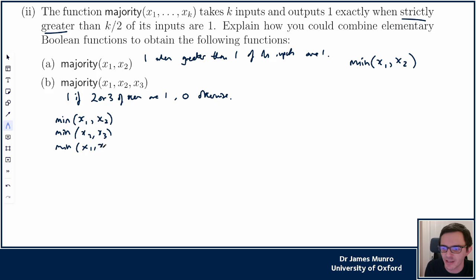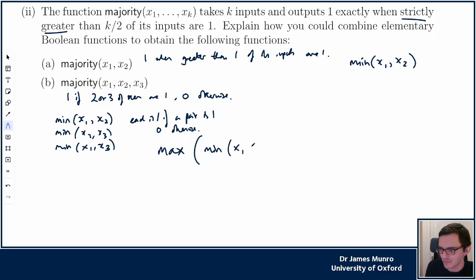This is not a function yet, this is a list of functions, list of demands. I've got these 3 things. Each is 1 if a pair is 1, and it's 0 otherwise. What do I need? I need 1 of these. I only need 1 of these to work. So sort of or this, or this, or this. That's max, isn't it? So that's max of these 3 inputs.